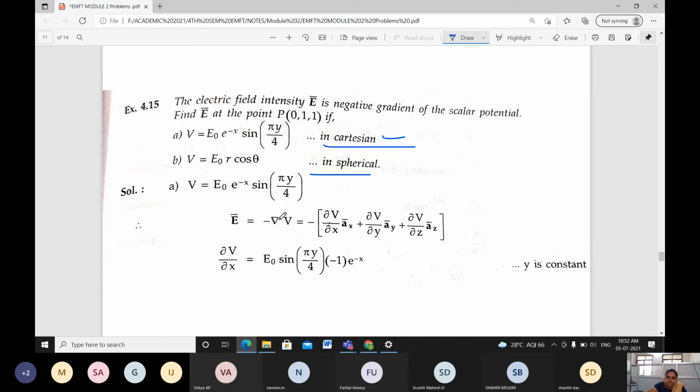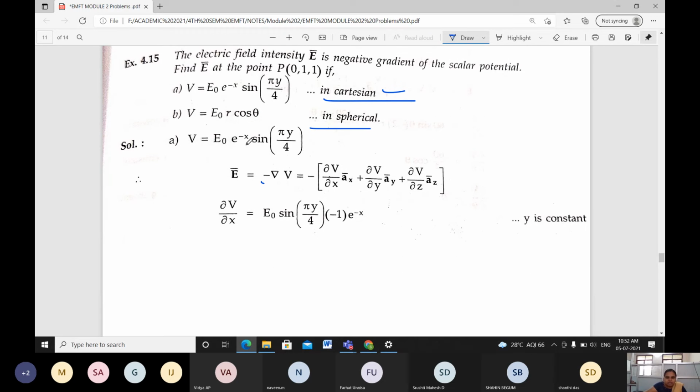It is minus del of V. That is nothing but minus of ∂V/∂x ax plus ∂V/∂y ay plus ∂V/∂z az. In this case, y is going to be a constant and we vary it with respect to x only.